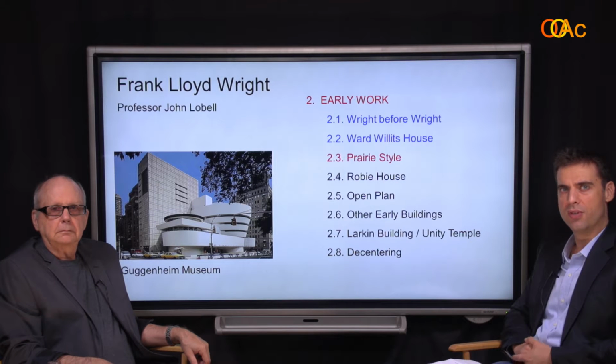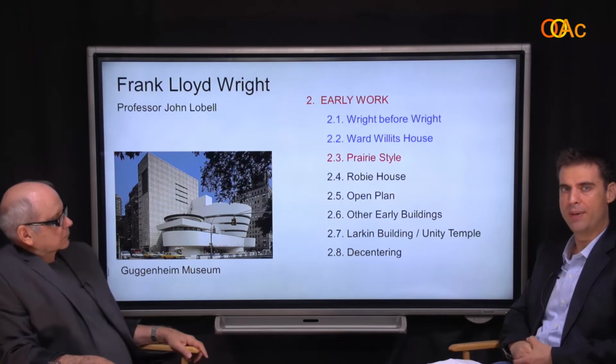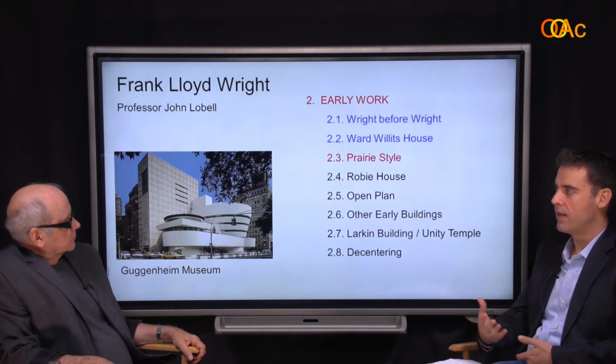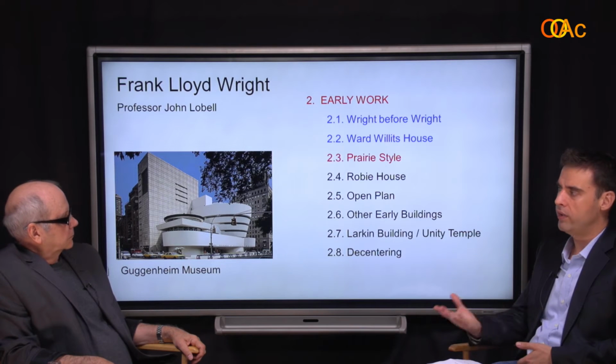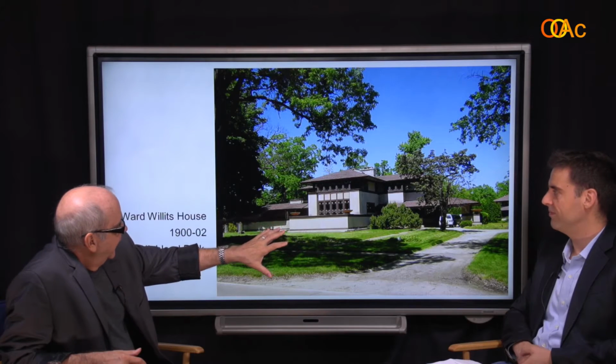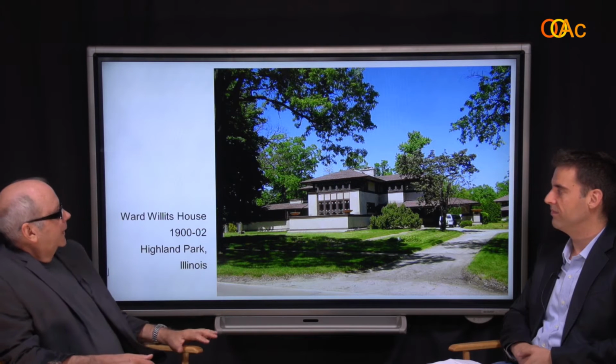So we just saw the Willits house, which was the first Prairie Style house. And it's a style that is very typical for Frank Lloyd Wright, and particularly his early career. So where does this style come from, and what was characteristic about it? Okay, so here's our Ward Willits house, and we can sort of make a list.